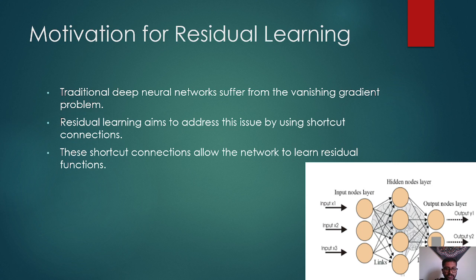Residual learning aims to address this issue by using shortcut connections. So it uses the shortcut connections, whichever connections it could be making to eliminate the vanishing gradient. So it takes a shortcut connection. These shortcut connections allow the network to learn residual functions. So in the image, you could see the shortcut connections being made from the hidden layer to the output layer, and the output is being given out.